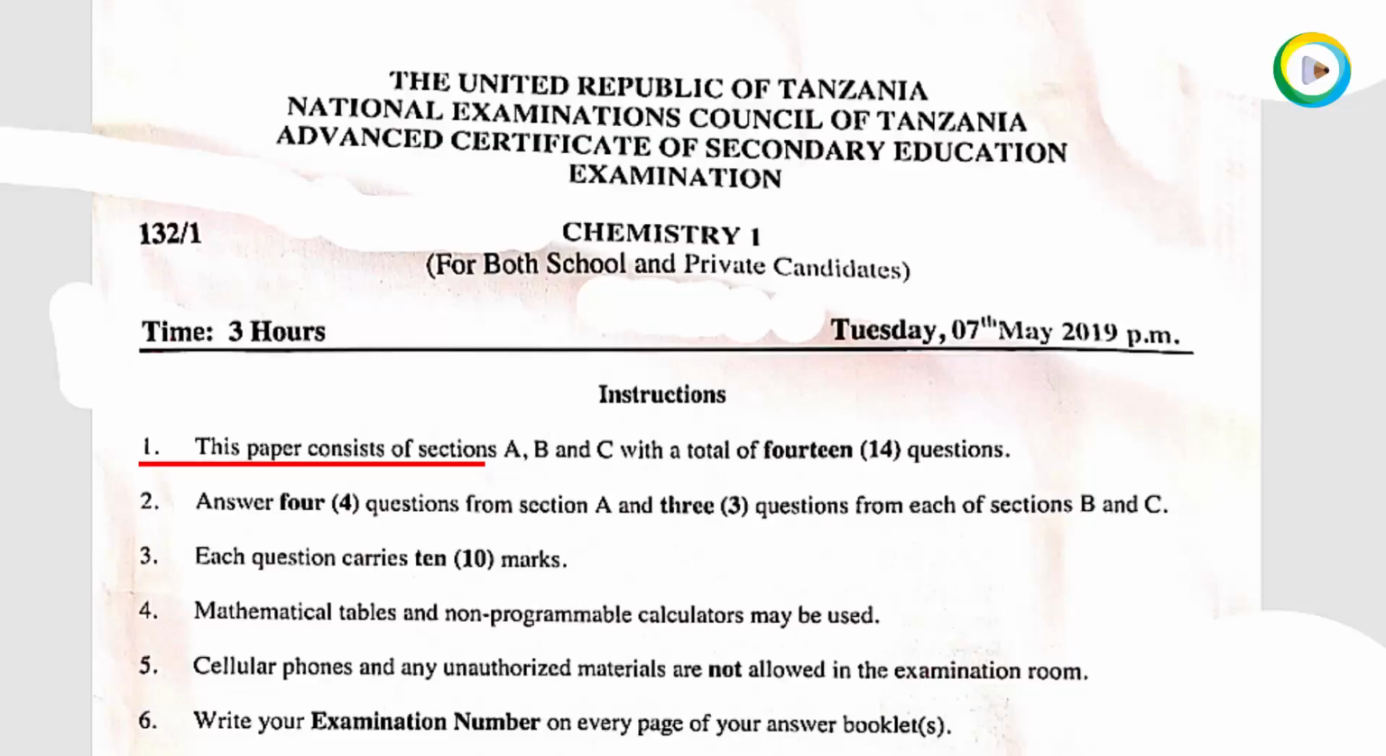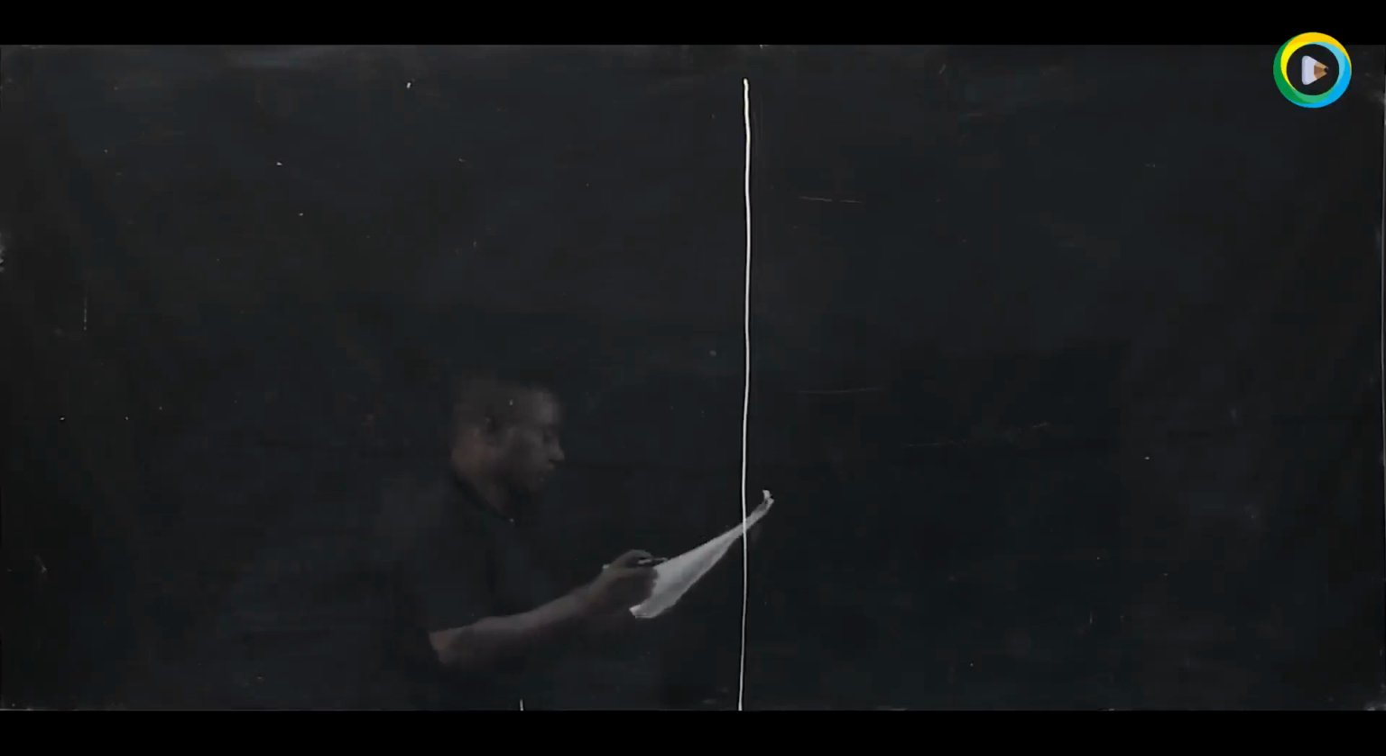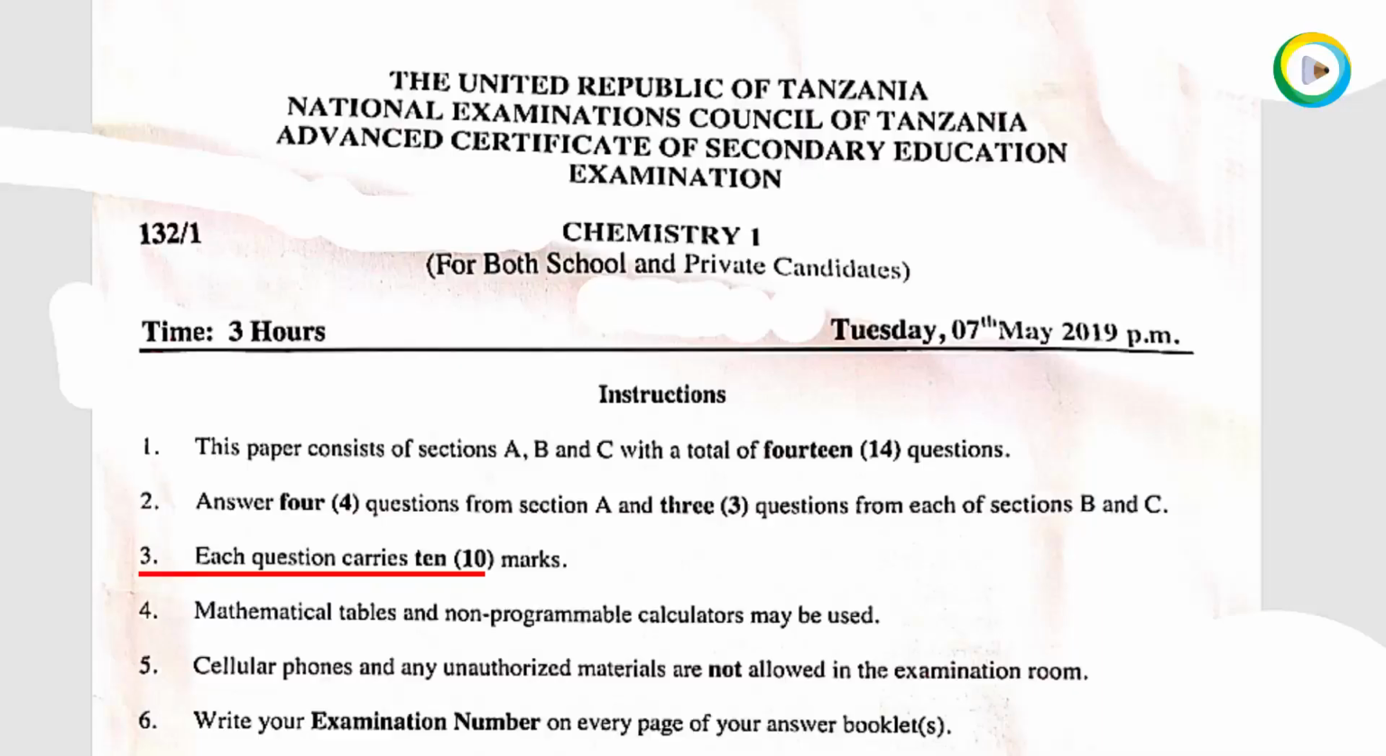This paper has sections A, B, C, total 14 questions. A student is supposed to answer 4 questions from section A, 3 questions from section B, and 3 questions from section C. So students are supposed to answer 10 questions. Each question carries 10 marks.